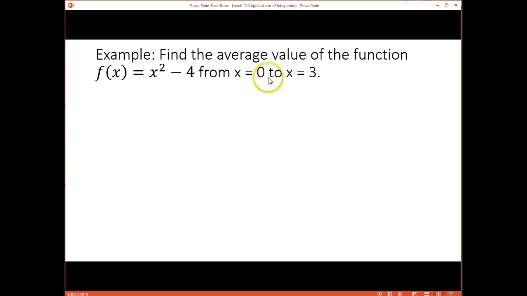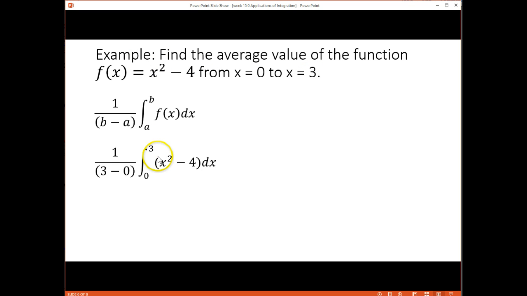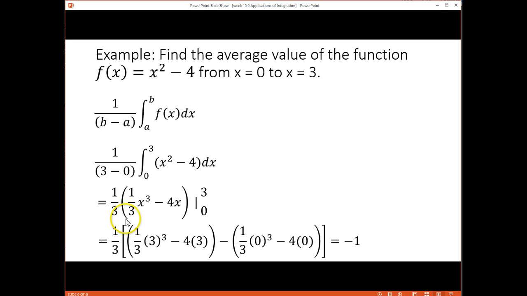Find the average value of the function f of x equals x squared minus 4 from x equals 0 to x equals 3. Well, we have 1 over b minus a times the integral from a to b of f of x dx. Here my a is 0, my b is 3, and here's my f of x. This is a quick integration. The thing we need to remember is this is going to reduce to 1/3 out front, and when we evaluate it, we need to apply it to everything. So when I do the 1/3, I'm going to put extra brackets here and make sure I distribute it into my final answer.